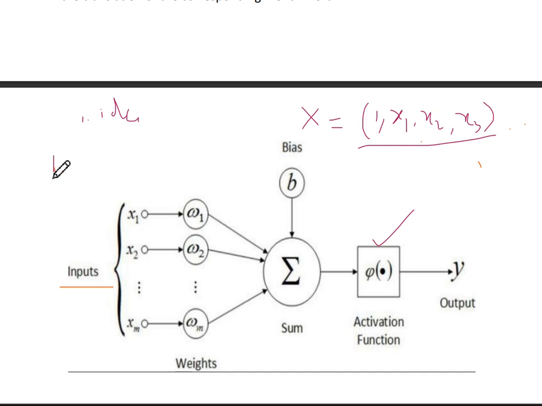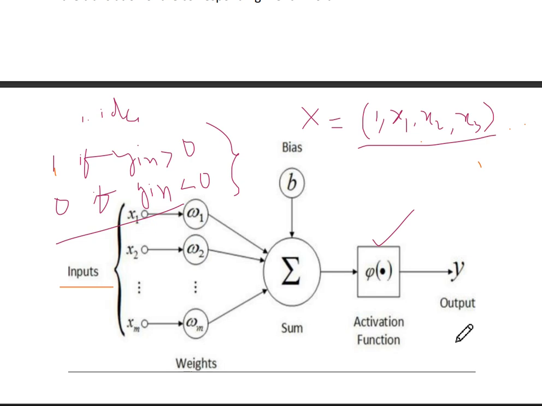For example, 1 if yin is greater than 0, and 0 if yin is less than 0. This is a type of binary activation function, right? I hope we already know this. All these activation values will be stored in a vector, and it is called the activation vector. Based on this, the final output will be calculated.